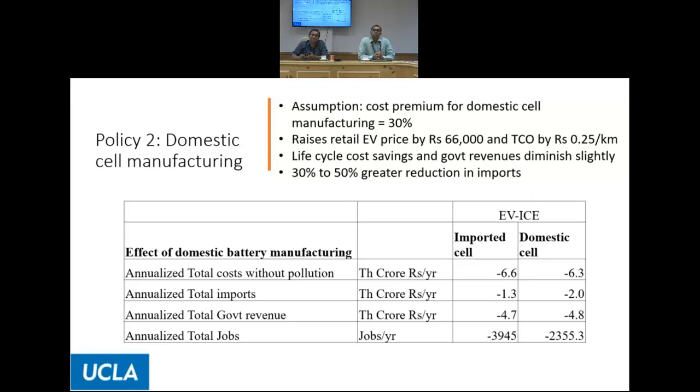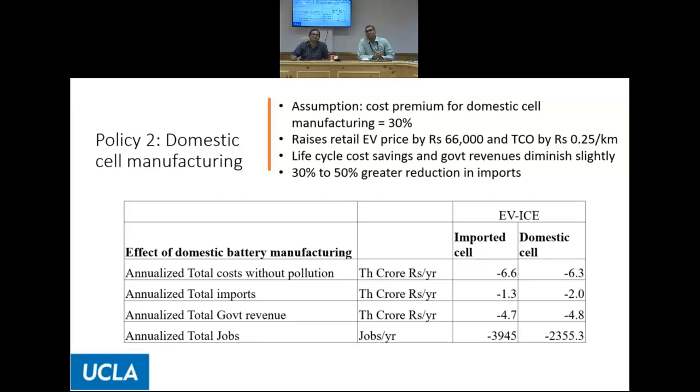Life cycle cost savings decline because the car is costlier, and the government revenues diminish slightly because you are collecting an import tariff. The import tariff on cells is now lost. So there is again another hit on the government, but they collect a 5% GST on domestically made cells, but they lose the 5% import tariff, which has now gone up to 12%. I think the government has raised the import tariff to 12%. So you lose the 12% import tariff on imported cells, but you get a 5% GST on a slightly costlier product, so it more or less offsets it. That's why I said slightly diminishes.